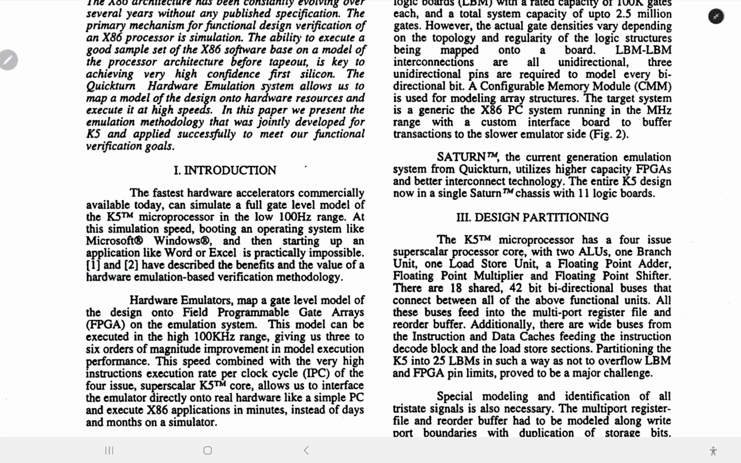Reference one and two describe the benefits and the value of a hardware emulation-based verification methodology. The hardware emulator maps a gate-level model of the design into field programmable gate arrays (FPGAs) on the emulation system. This model can be executed in the high 100 kHz range, giving us 3 to 6 orders of magnitude improvement in model execution performance.